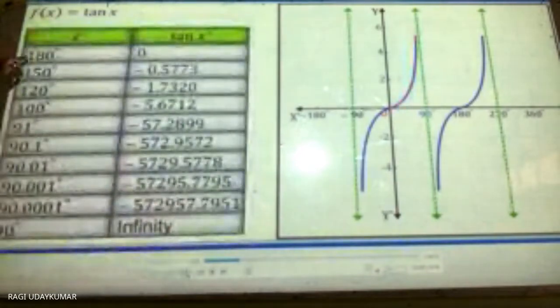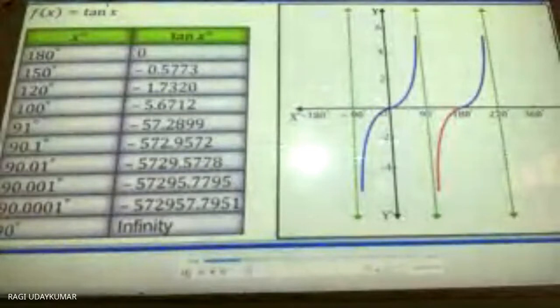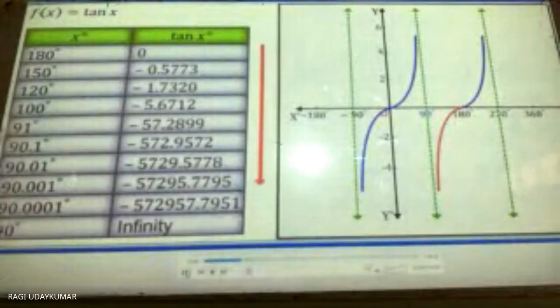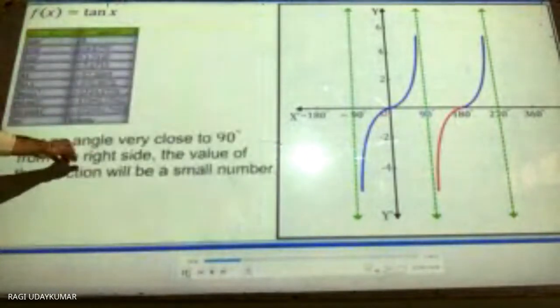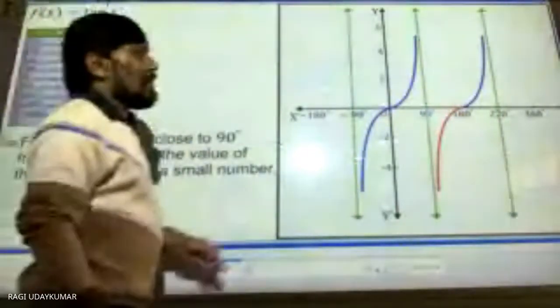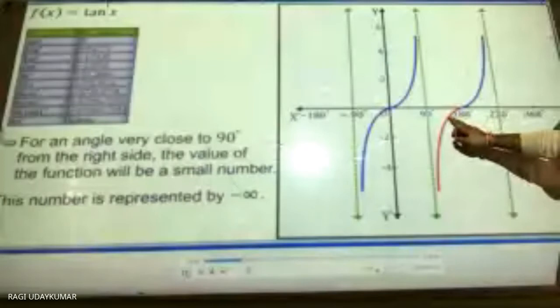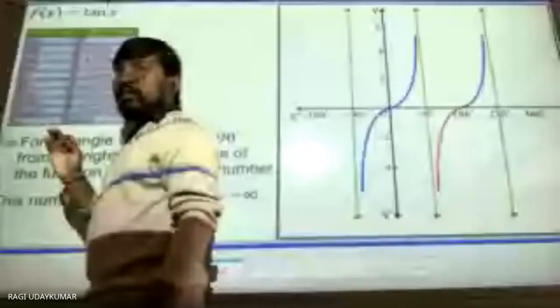And whenever you approach 90 from 180, the value is decreasing here. Whenever you see 180 degrees, 150 degrees, 120 degrees, and so on till 90 degrees, that is the function value. So for any angle very close to 90 degrees from the right side, coming from 180, the value keeps decreasing but it is not at all touching. So the number is represented by minus infinity.